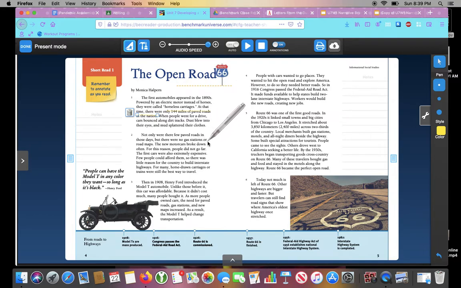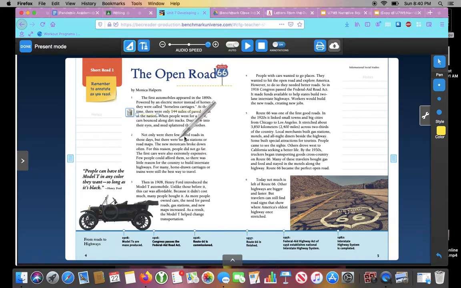When people went for a drive, cars bounced along dirt tracks. Dust blew into their eyes and mud splattered their clothes. Not only were there few paved roads in those days, but there were no gas stations or road maps. The new motor cars broke down often. For this reason, people did not go far. The first cars were also extremely expensive. Few people could afford them, so there was little reason for the country to build interstate highways. For many, horse-drawn carriages or trains were still the best way to travel. Then, in 1908, Henry Ford introduced the Model T automobile. Unlike those before it, this car was affordable. Because it didn't cost much, many people bought it.